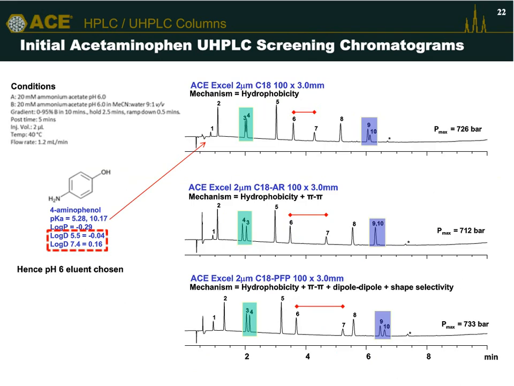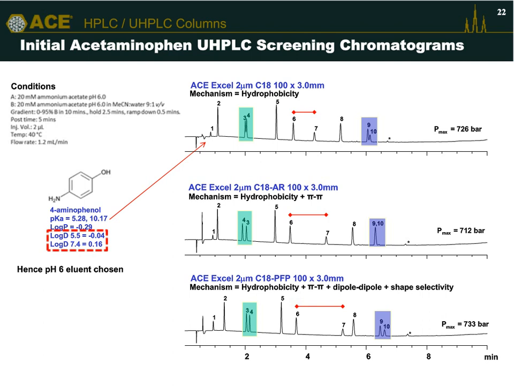This is the initial screening, similar to the triangle that I showed you, and you can see that the screening was done at pH 6. The reason for that is this first eluting compound, 4-aminophenol. You can see that it's highly water soluble, and so in reverse phase chromatography, it's important that we get this compound retained. The log D value at pH 5.5 was negative 0.04, so we chose a pH value of 6 to try and get some retention of this particular impurity.